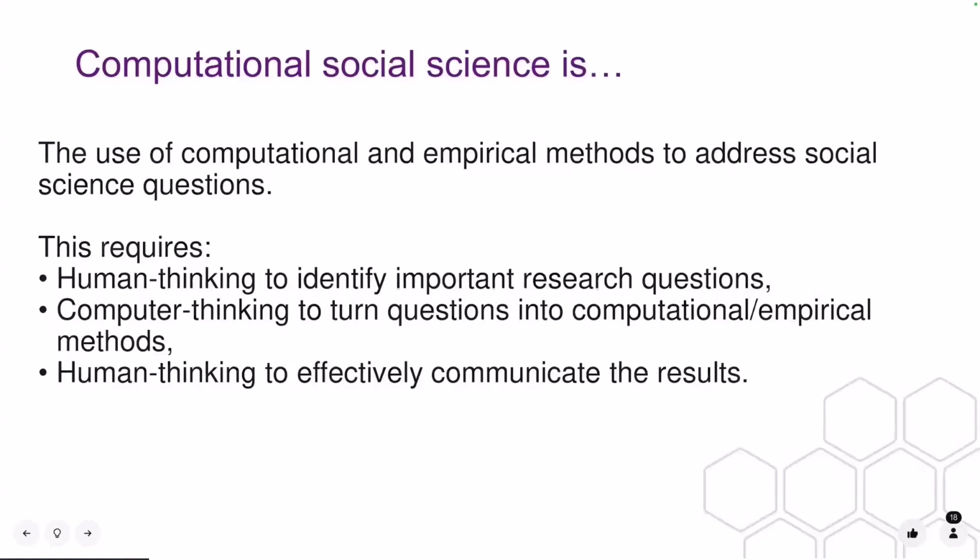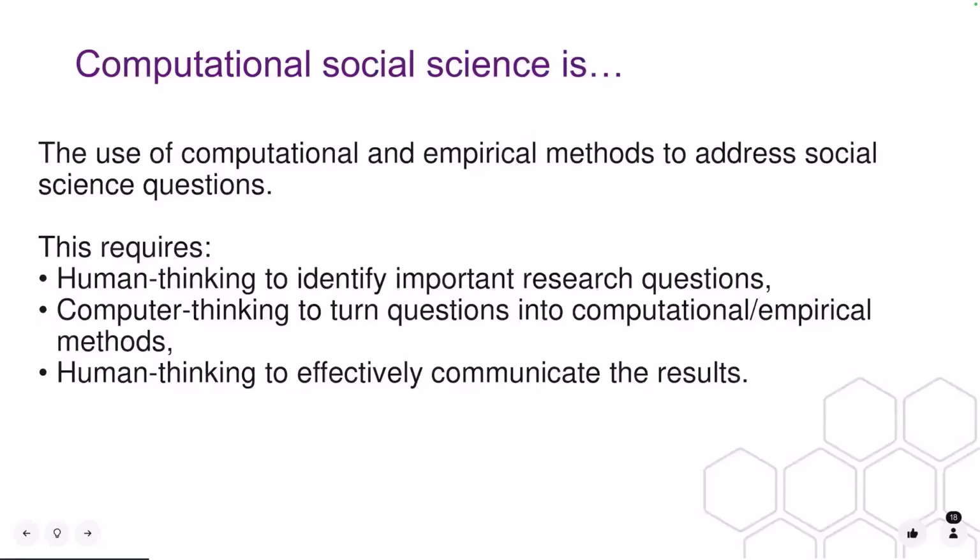So what is computational social science? It is the use of computational and empirical methods to address social science questions. So we can break this down a bit more. Computational social science, if we're thinking in generalities, requires human thinking to identify important research questions. And because we're dealing with social science questions, we need to understand how people behave, what they want and what they want to achieve. So we need that crucial social science brain and that way of thinking in order to formulate those really interesting research questions.